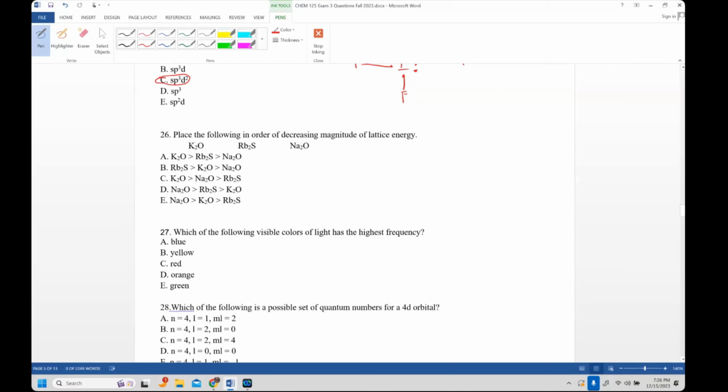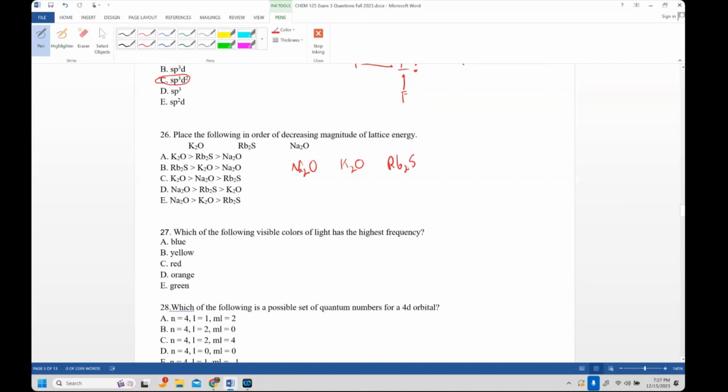For sodium and potassium, sodium is smaller than potassium, and smaller means it's stronger. It'll be closer to the oxygen. So Na2O will be stronger than K2O. And then rubidium is even larger than potassium, and sulfur is bigger than oxygen. So that will be further apart as well. So the weakest lattice energy will be rubidium sulfide, Rb2S.